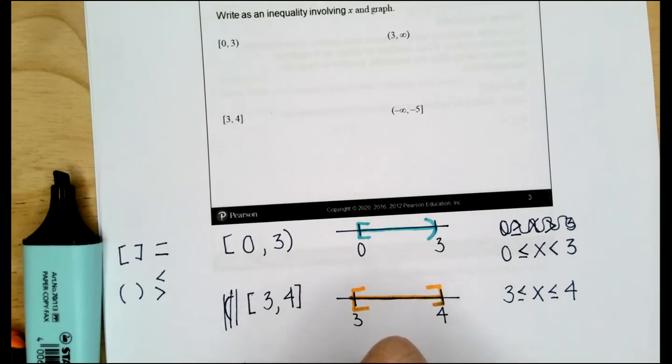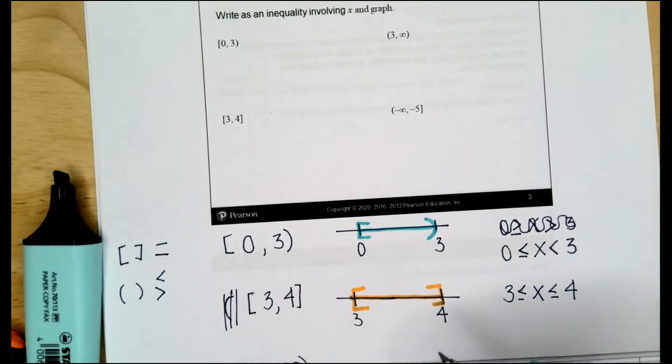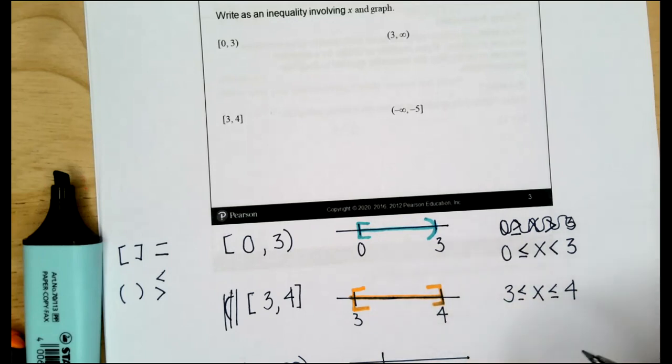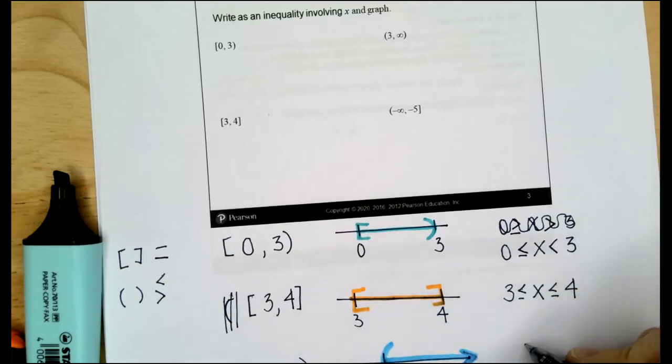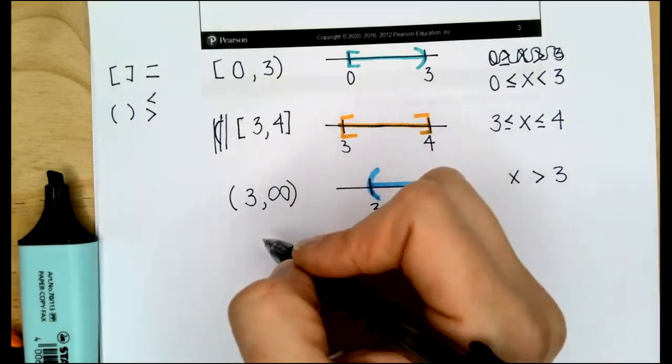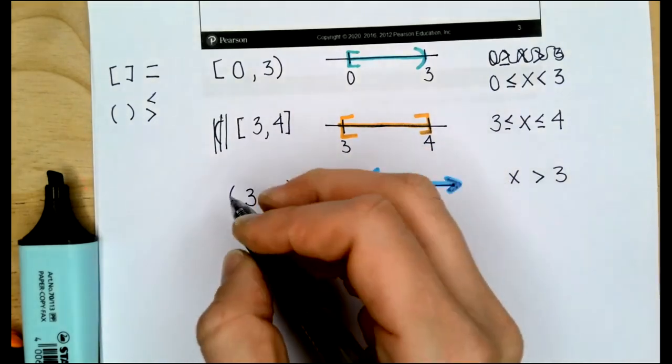So here is parentheses 3, infinity. What does that mean? It means I start at 3 with a parenthesis, and it goes forever in this direction. All I know is x is greater than 3. X is greater than 3. Couldn't see that at all, I apologize. This will always have parentheses, never a bracket.